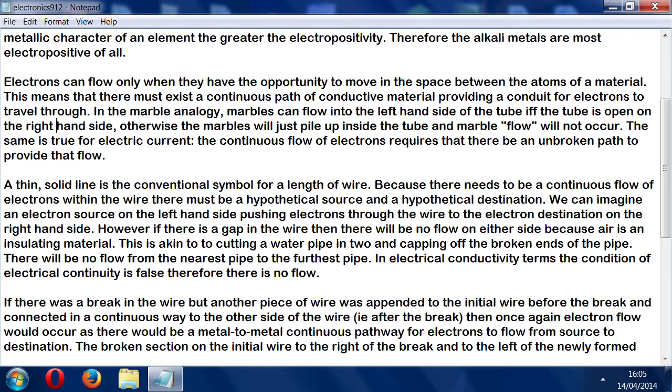So, electrical source on the left-hand side, pushing electrons through the wire. There's a gap. There's going to be no flow on either side because there is an insulating material. So if you've got a water pipe and you cut it in two, you cap off the broken ends. There's not going to be a flow. It's not going to teleport across. Anyway, so we know flow goes from the nearest pipe to the furthest pipe. So that liquid is not going to go. And in terms of electrical conductivity, the condition of electrical continuity is false, therefore there's no flow.